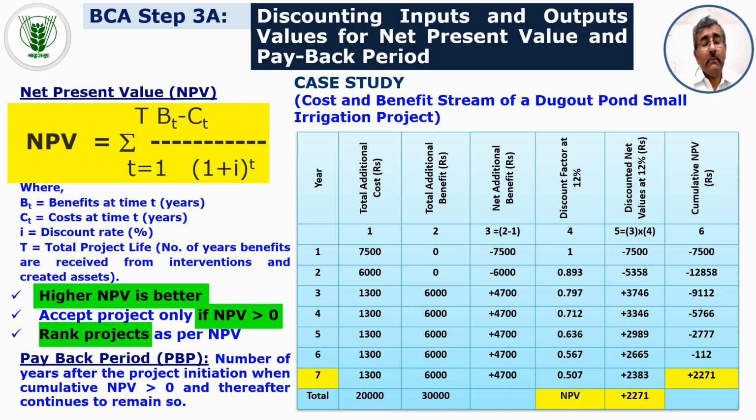The second indicator of benefit cost analysis is the payback period. It is the number of years after the project initiation when cumulative net present value is greater than 0 and thereafter continues to remain so. So the cumulative net present values have been estimated in the last column of this table, and finally they become positive in the 7th year. So the payback period of this project is 7 years, and this should remain positive in the subsequent years of the project.